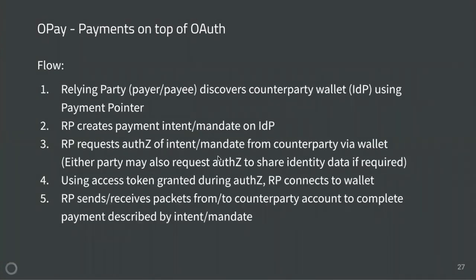And so the flow would basically be very similar to OAuth, except in this case, the relying party is the person who either wants to be paid or is making the payment. They go off and do the discovery using the URL they got from the payment pointer. They create what we're calling either an intent or a mandate. So they create this intent to make a payment or this intent to pull payments. Then they go and get authorization to access that. So that thing is then effectively the scope of what they're getting authorization for.